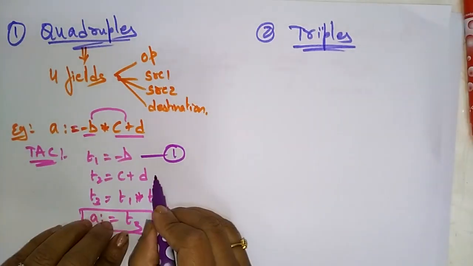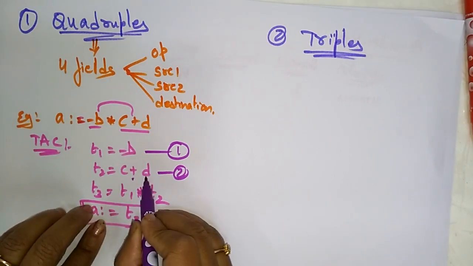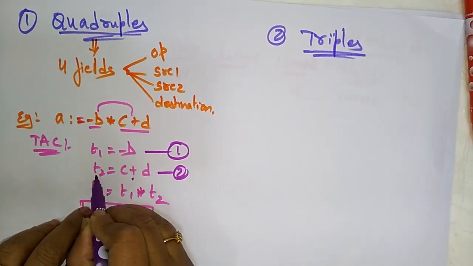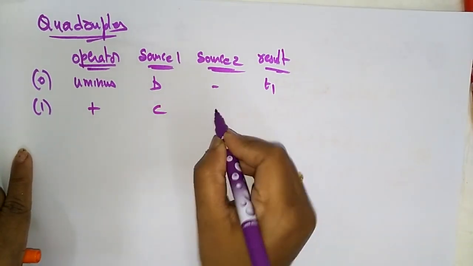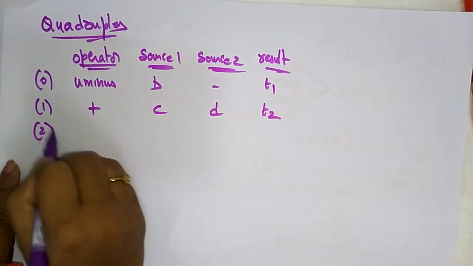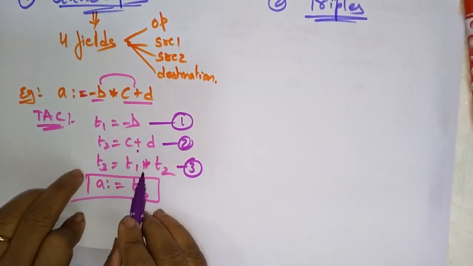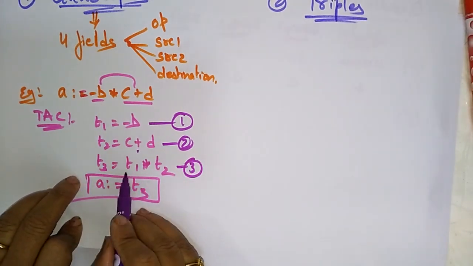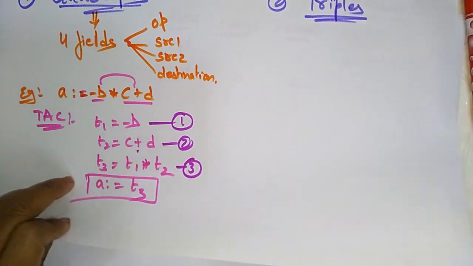Next take the second production. In the second production, the operator is plus, source 1 is C and source 2 is D and the result is stored in T2. Next one, the third production. In the third production, the operator is into, source 1 is T1, source 2 is T2 and the result will be stored in T3.